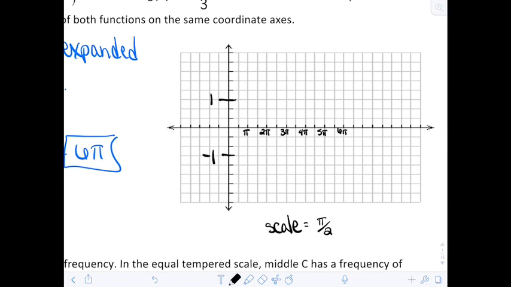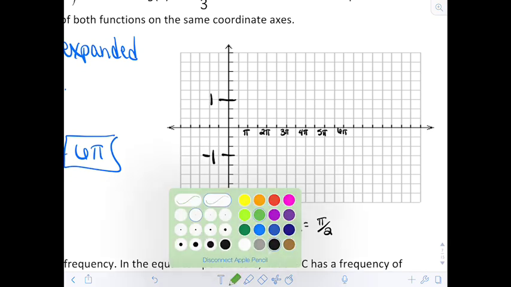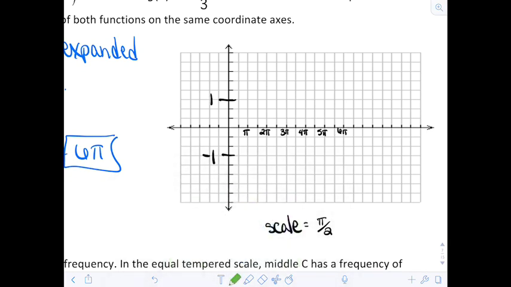Okay, so now to do cosine. Cosine only takes from 0 to 2 pi. So let's draw one cycle of the cosine function. It starts at 1. It ends at 1. In the middle, it's at -1. And then halfway between each of those halves, it's an intercept.